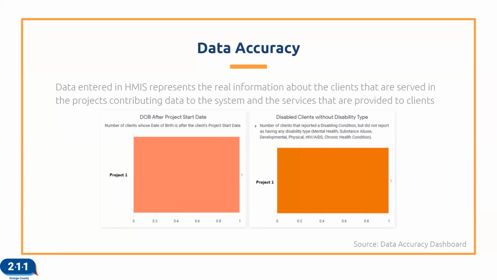Or if a client says they're disabled, but they don't provide the disability type, that's a data accuracy issue. And so we do have a dashboard. What you're looking at here are a couple of looks from that dashboard. And there is, for that dashboard, also a companion one that has detailed information so you can see who those specific clients are. Next slide.